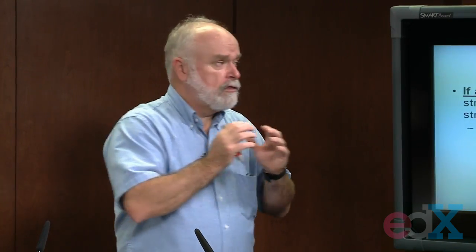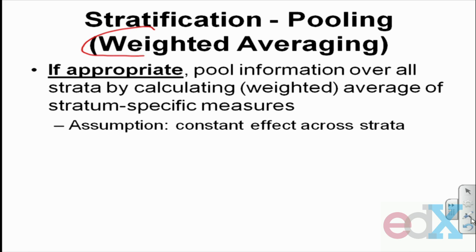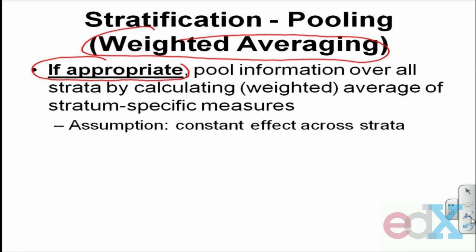What we're going to do is combine our separate answers for separate strata into one number. That's what this idea of pooling or weighted averaging comes into play. If appropriate, and I'll talk about "if appropriate" in a minute, we're going to combine or pool the information from these strata together to get one common adjusted odds ratio.